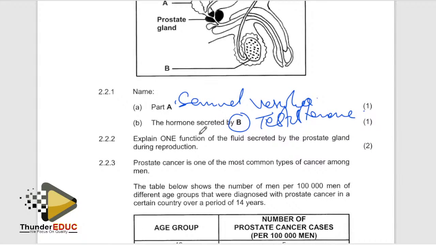Explain one function of the fluid secreted by the prostate gland during reproduction. It produces alkaline fluid, which neutralizes the acidic nature of the vagina. Alkaline fluid which neutralizes the acidic nature of the vagina. I saw some books talking about something else, but I don't think it's correct. This is the perfect answer we are looking for. If it is so, maybe they will look into it and then credit it. But this is the perfect answer we are supposed to give.